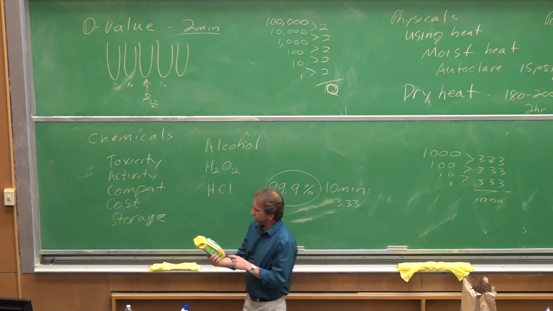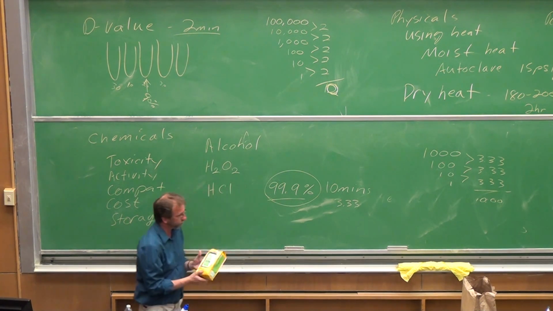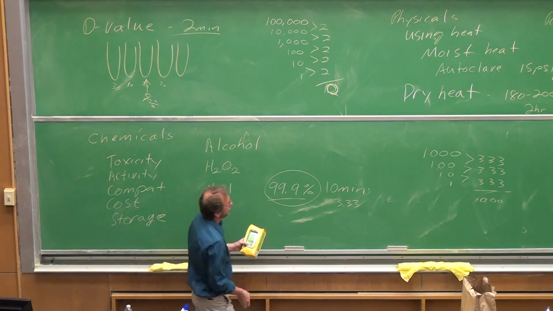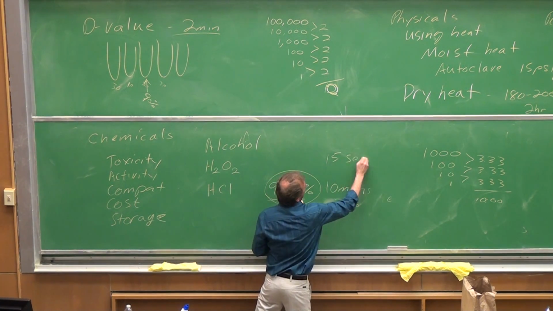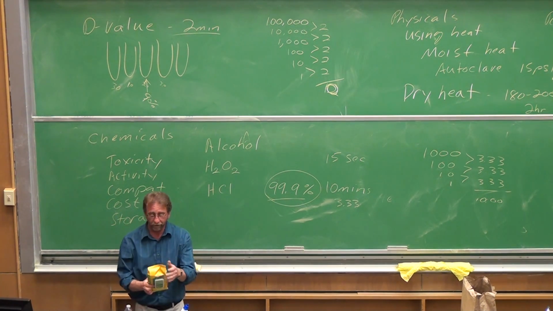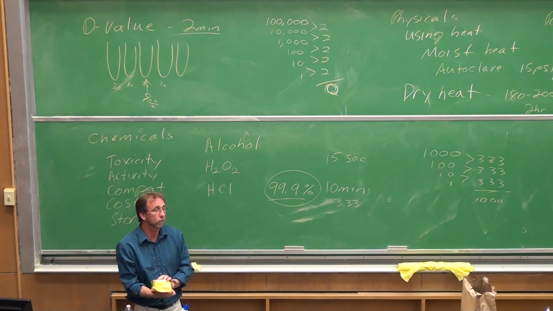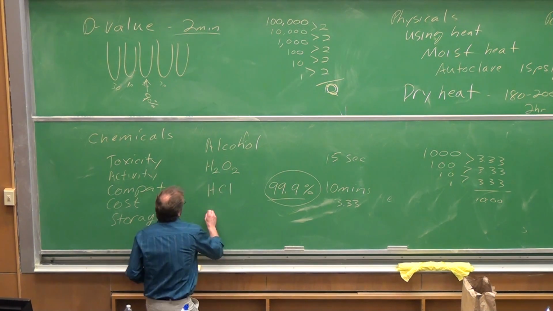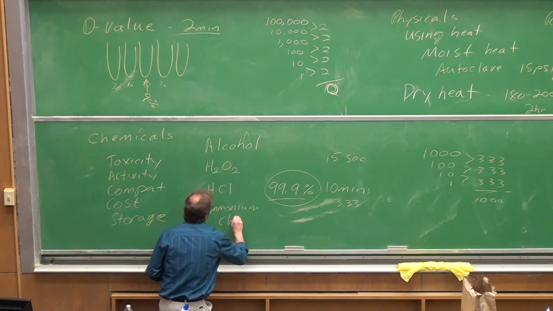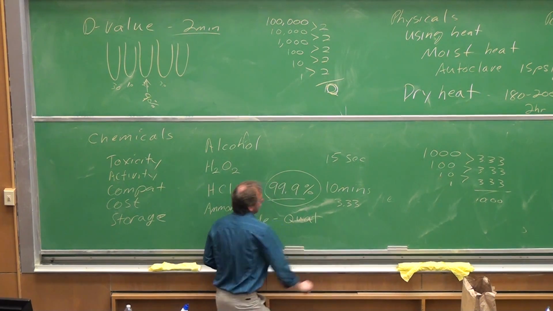So Kirkland wipes here, these guys also make that same claim, that they kill 99.9% of bacteria. Just bacteria, they don't mention viruses here. And they say they do it in 15 seconds. Okay, so kill rate's pretty good on this stuff. What is it? Well, it's a dimethyl ethyl benzyl ammonium chloride. Ammonium chloride is known as a quat.